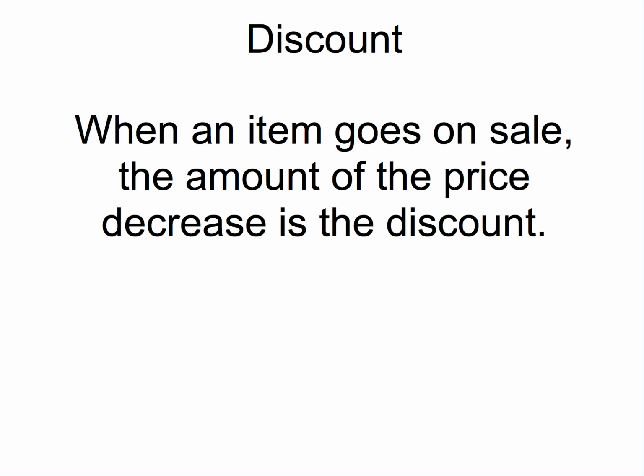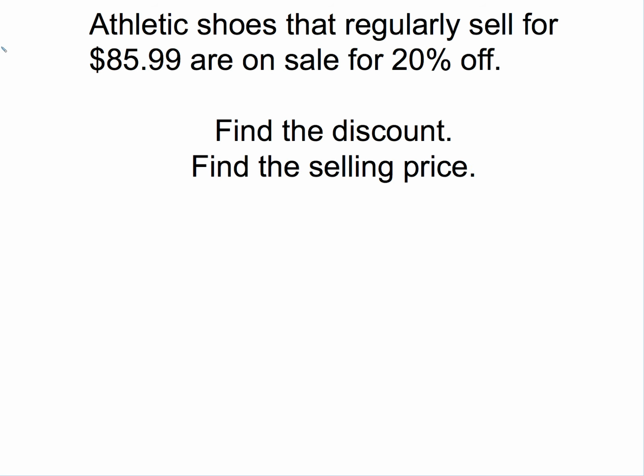Now let's talk about discounts. A discount, it explains here, when an item goes on sale, the amount of the price decrease is the discount. So for example, athletic shoes that regularly sell for $85.99 are on sale for 20% off. This time we need to find the discount and then find the selling price.